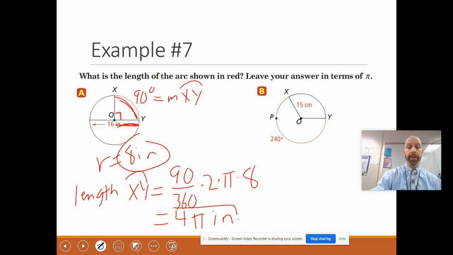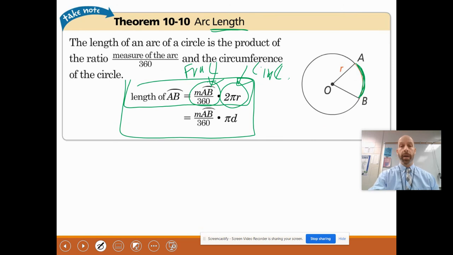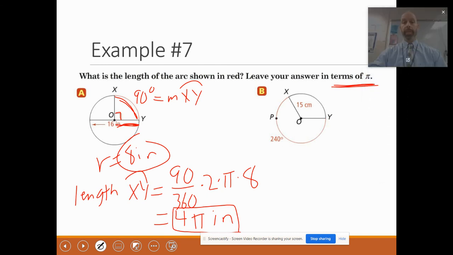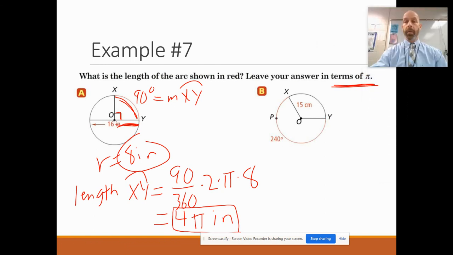So that's our answer. And notice I'm leaving this in pi because it tells us to leave our answer in pi. So again, I just used the formula here. The arc length is equal to the arc measure divided by 360 times 2 pi r. Last question. We're going to do the formula one more time. Here we know what our radius is. It's 15, so that's easy.